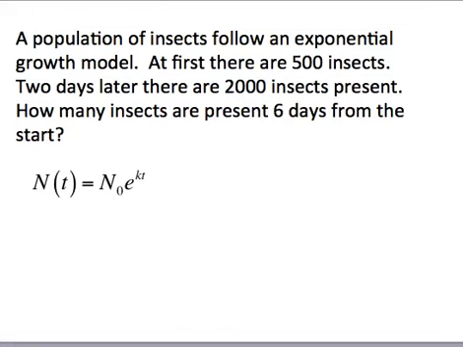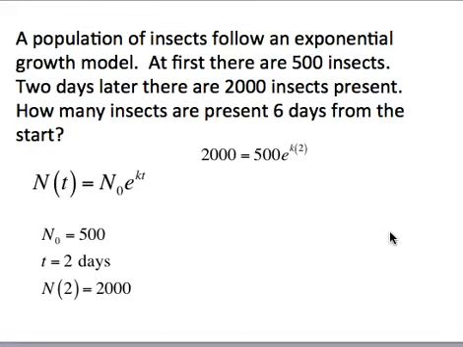So here is our formula. The number of insects we have is the initial number times e to the kt. So at first there are 500 insects, so n sub 0 should be 500. 2 days later, t is 2. T is represented in days in this problem. 2,000, the n of t would be 2,000. And then we can use that to solve for k. So again, n of 0 is 500, t is 2 days, n of 2 is 2,000.